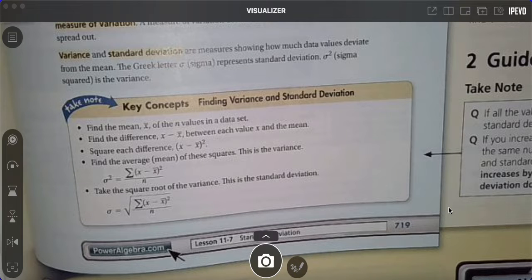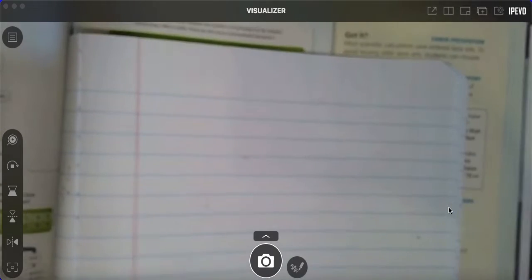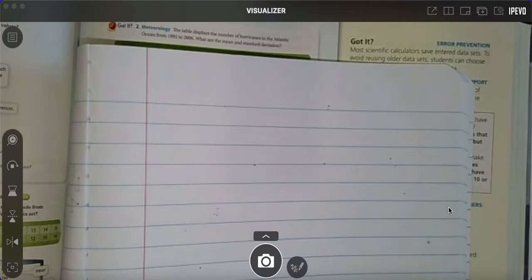Okay, so what's your first step? What do you have to do? Find your average. Okay, so let's look at a problem. They want us to find the variance and then the standard deviation. Again, the variance is just before you take the square root, and the standard deviation is when you square root it. I'll tell you what all that means in a little bit.